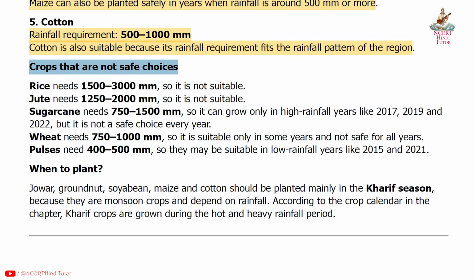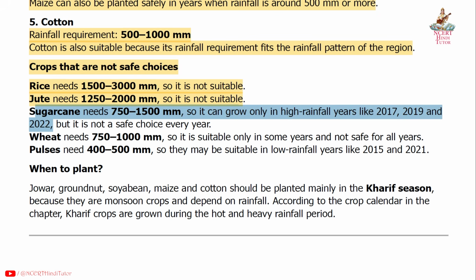Crops that are not safe choices. Rice needs 1500 to 3000 mm, so it is not suitable. Jute needs 1250 to 2000 mm, so it is not suitable. Sugarcane needs 750 to 1500 mm, so it can grow only in high rainfall years like 2017, 2019 and 2022, but it is not a safe choice every year.